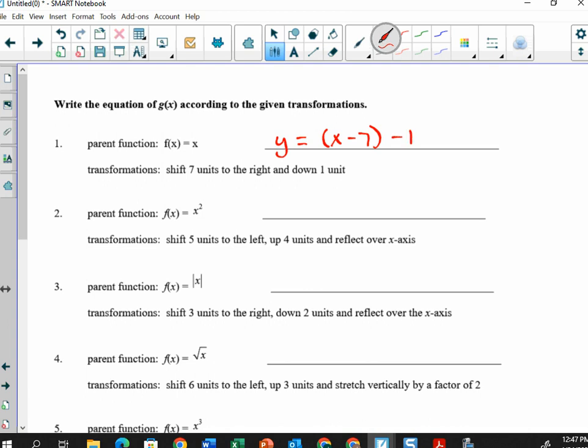-1. Now guys, since this is a line, you also could have just said y equals x minus 8, and that would be the same graph. But this shows that you've separated out those two transformations.